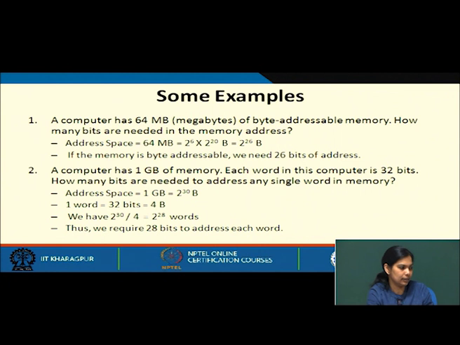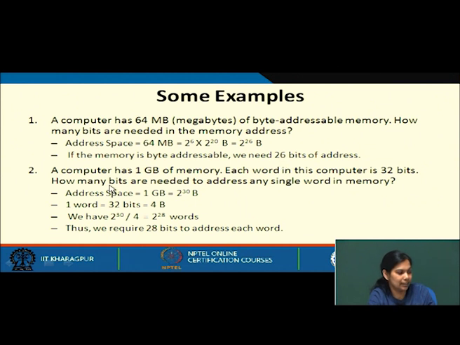Some examples. Let us see, a computer has 64 MB of byte addressable memory. How many bits are needed in the memory address? As I already said, 64 MB: 64 is 2 to the power 6, MB is 2 to the power 20. So, the address space will be 2 to the power 26 bytes. If the memory is byte addressable, then we need 26 bits to represent the address.